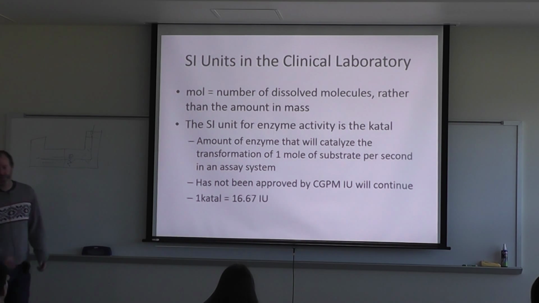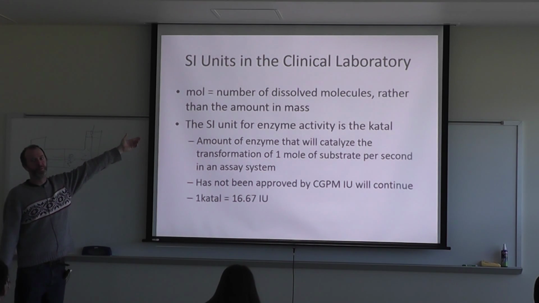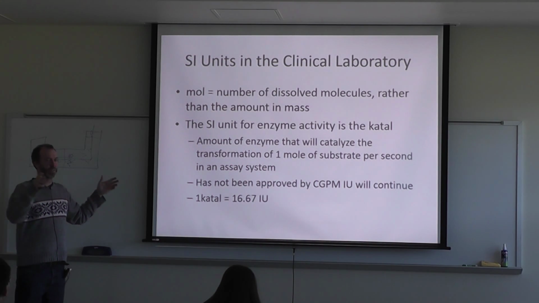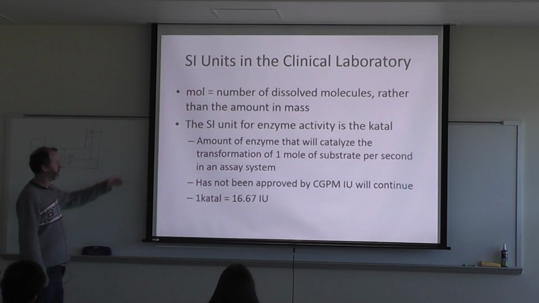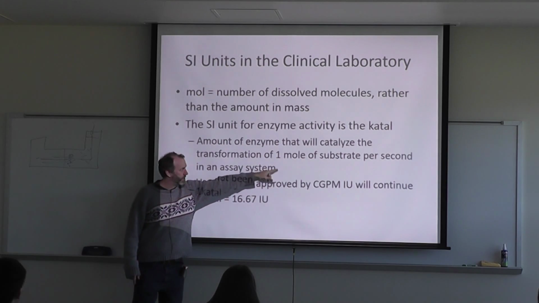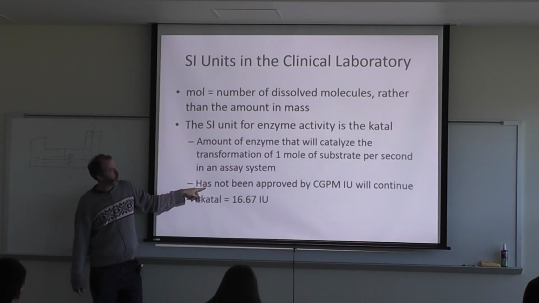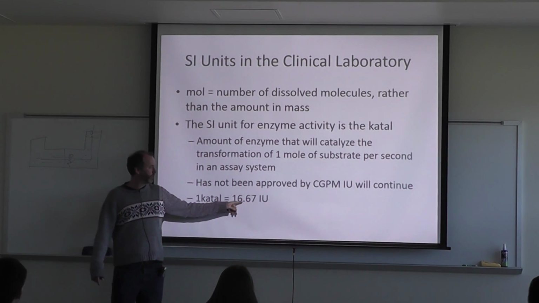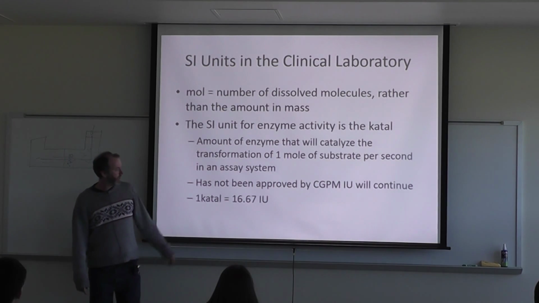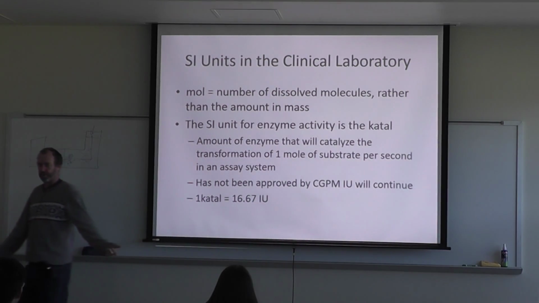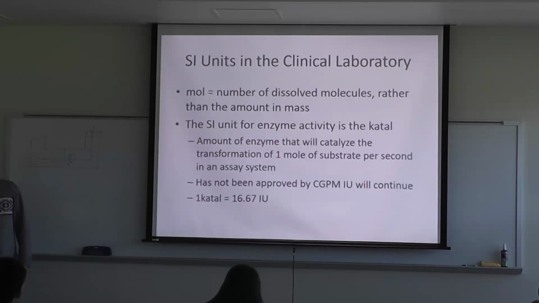And SI units in the clinical lab: we all know what a mole is, right? You remember Avogadro's number? A mole of a substance is the number of particles equal to Avogadro's number. The SI unit for enzyme activity is the catal, the amount of enzyme that will catalyze transformation of 1 mole of substrate per second in an assay system. It's not been approved by CGMP. International units will continue, and you can convert from 1 catal to 16.67 international units. When we do our enzyme assay at the end of the semester, we'll calculate the IUs per ml of alkaline phosphatase activity in your plasma or serum.